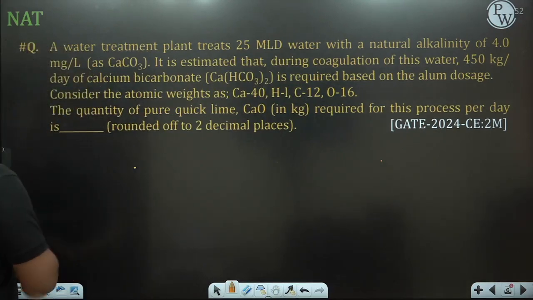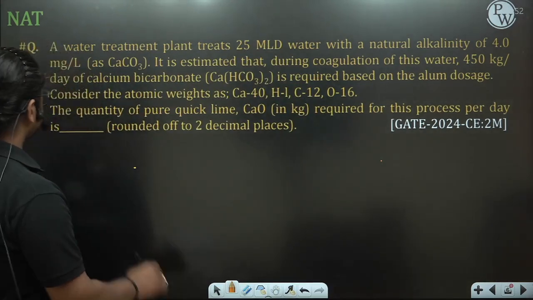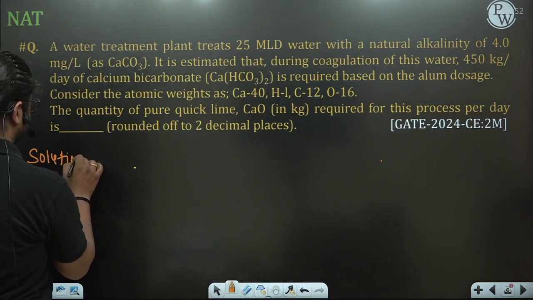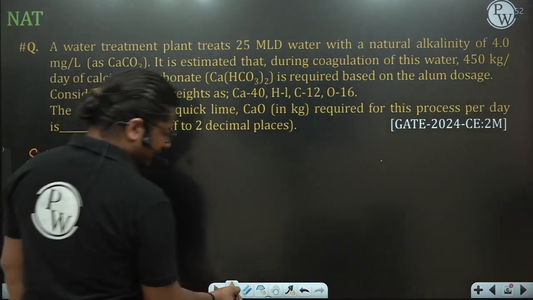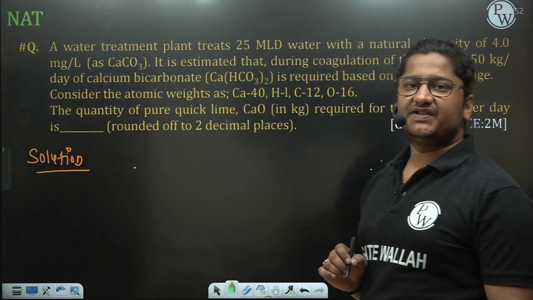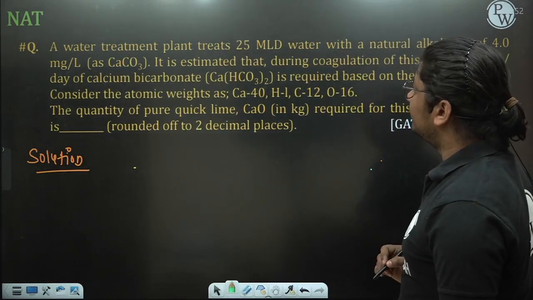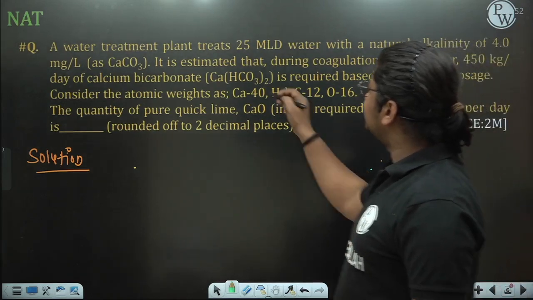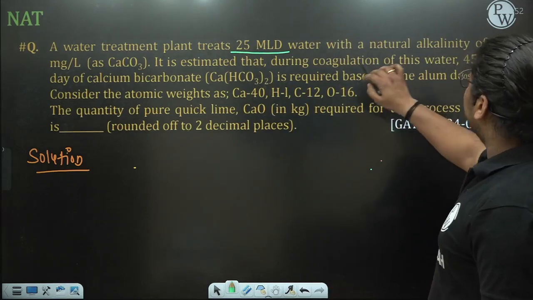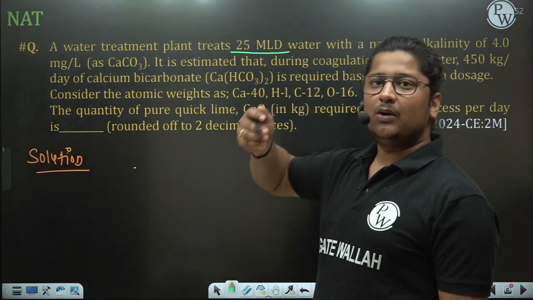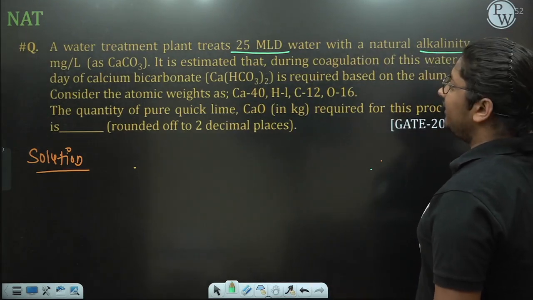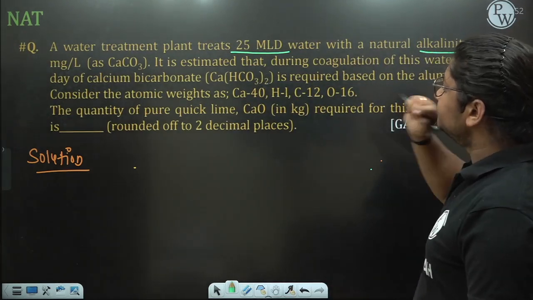Okay. Now see this question. First, we'll read out all the things and try to underline those points which are important for you to note down. Water treatment plant treats 25 MLD. So this is the discharge which is mentioned to you. Note it down. With a natural alkalinity, that is the amount of alkalinity which is present already. So alkalinity present is given to you as 4 milligram per liter as CaCO3.